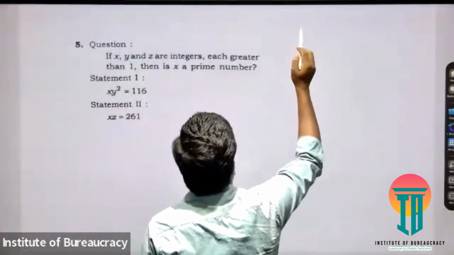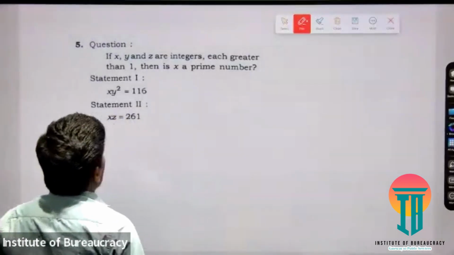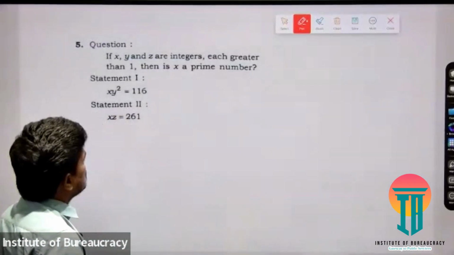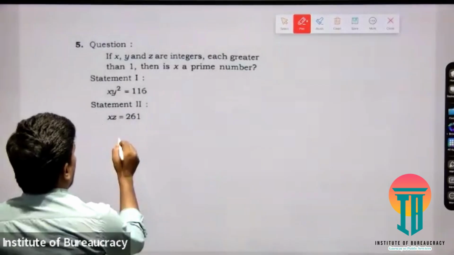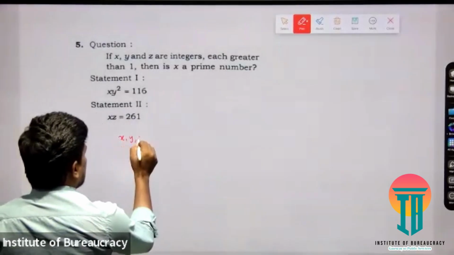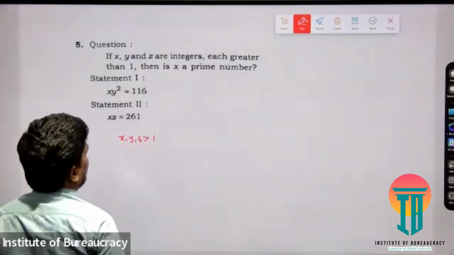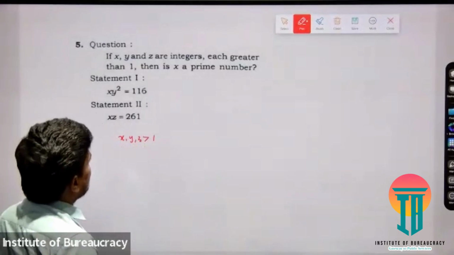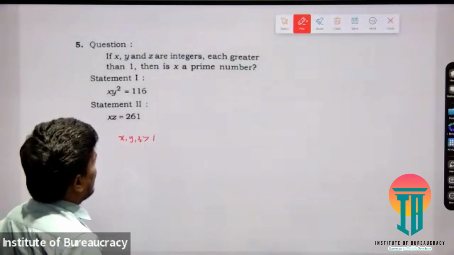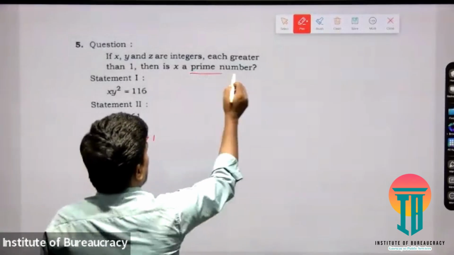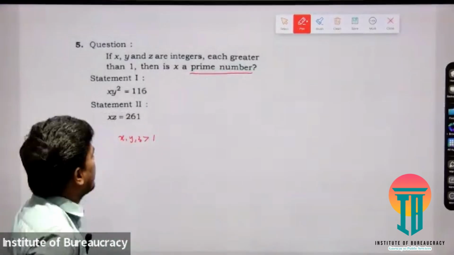So the fifth one: if x, y, z are integers each greater than 1. So x, y, z are integers greater than 1. Then, is x a prime number? Is x a prime number? That is what we have to answer.